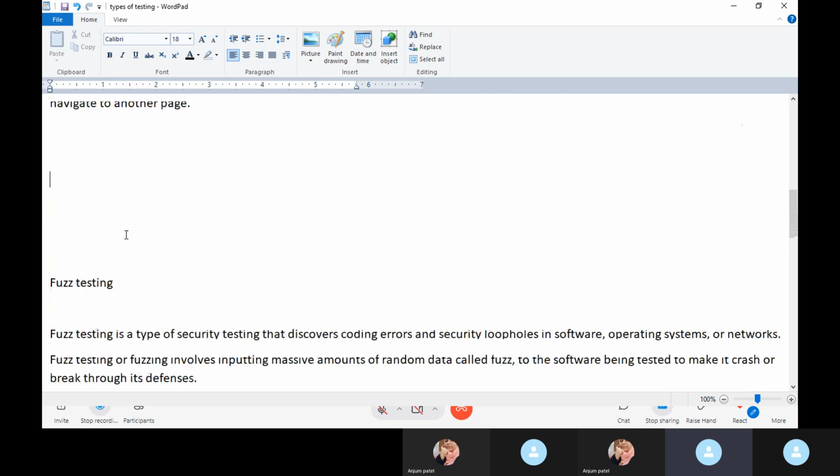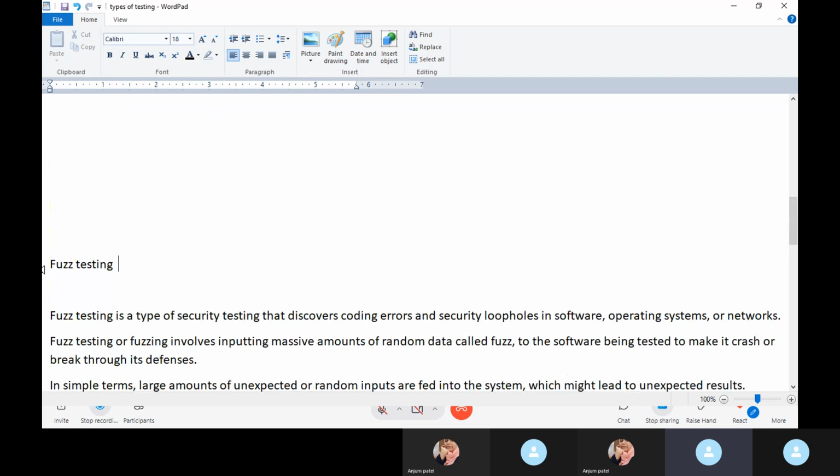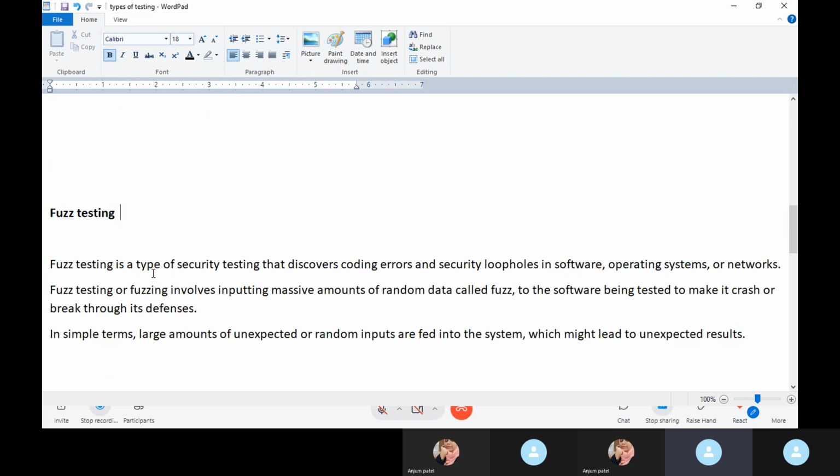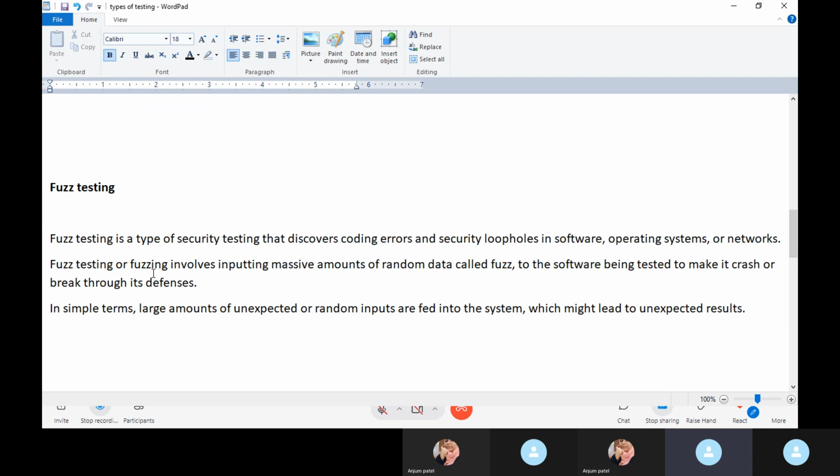So monkey testing is done. Then there is fuzz testing. I'm explaining all this because nowadays they are asking about it. We do not do all this kind of testing, but they just want to know whether you have the concept. Basically, fuzz testing belongs to security testing that discovers coding errors and security loopholes in the software, operating system, or the network.